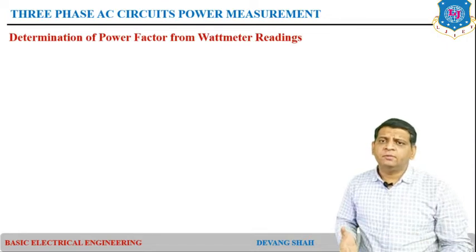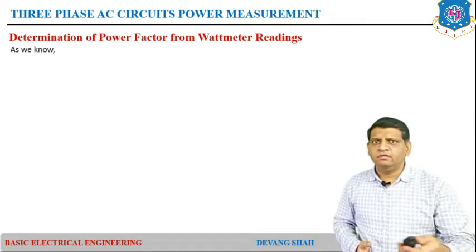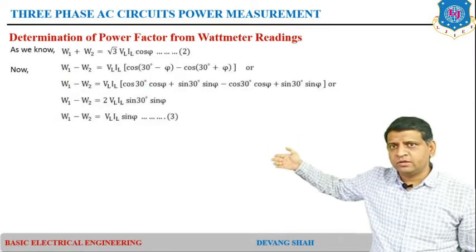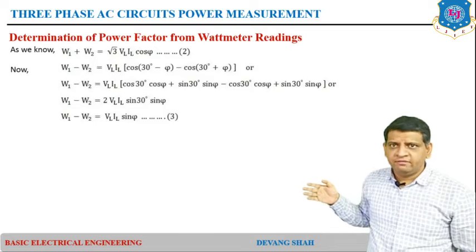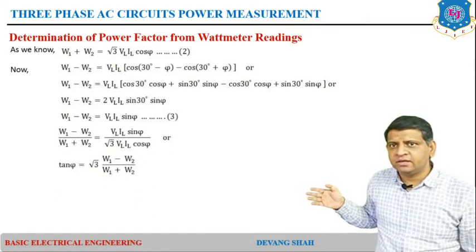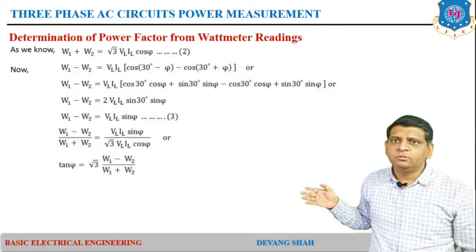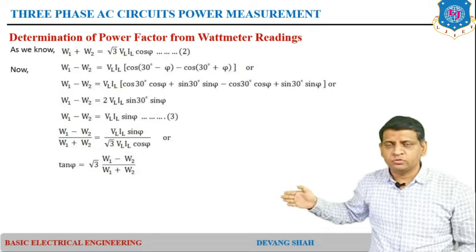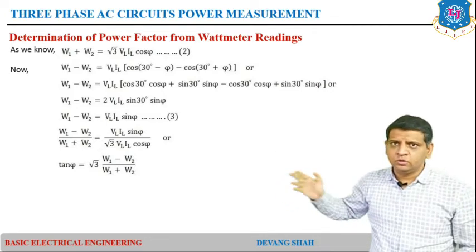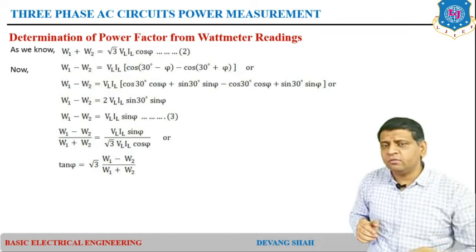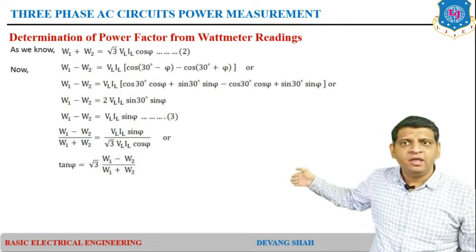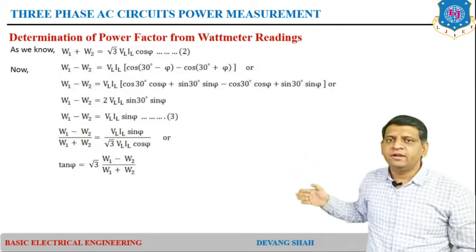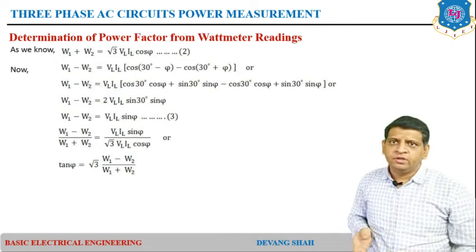Now, further we will find the power factor from this equation, where we have W1 and W2. If I am taking W1 minus W2 and using trigonometry, you will find it is VLIL sin phi, right. Now, taking the ratio of W1 minus W2 and W1 plus W2, you can see here the ratio is VLIL sin phi divided by root 3 VLIL cos phi, where sin phi divided by cos phi is equal to tan phi. So, converting the equation to make tan phi the subject, tan phi is equal to root 3 times W1 minus W2 divided by W1 plus W2.